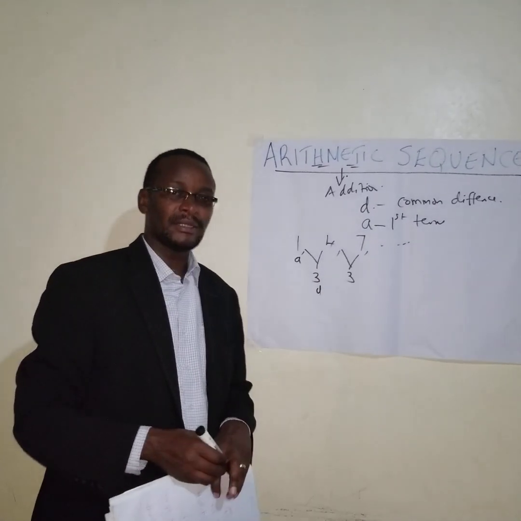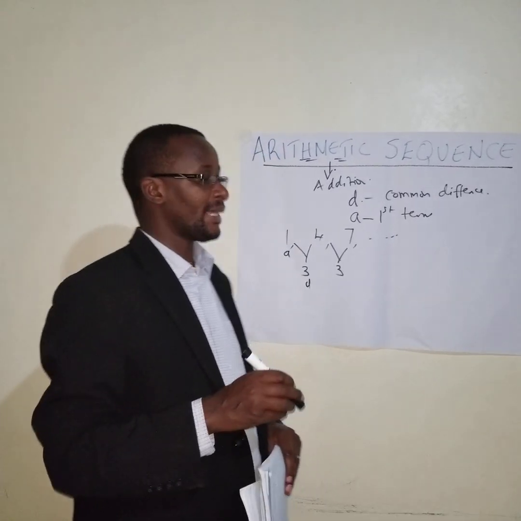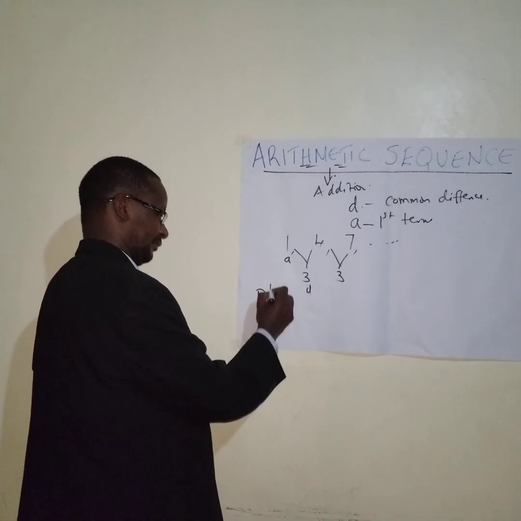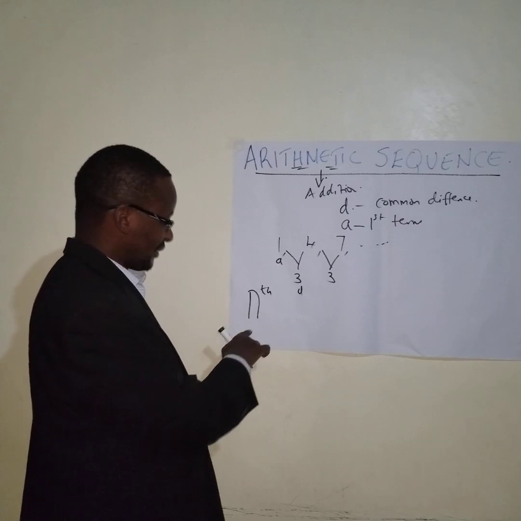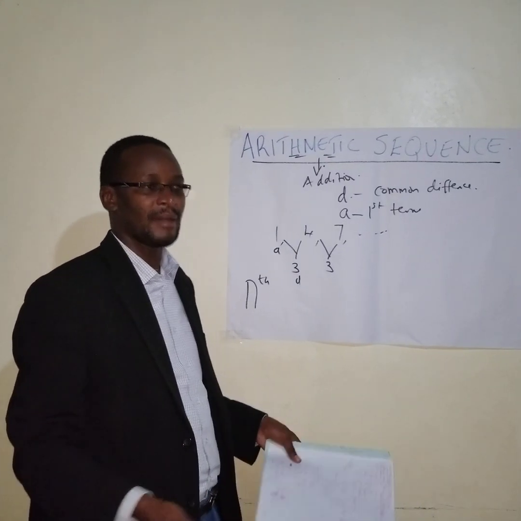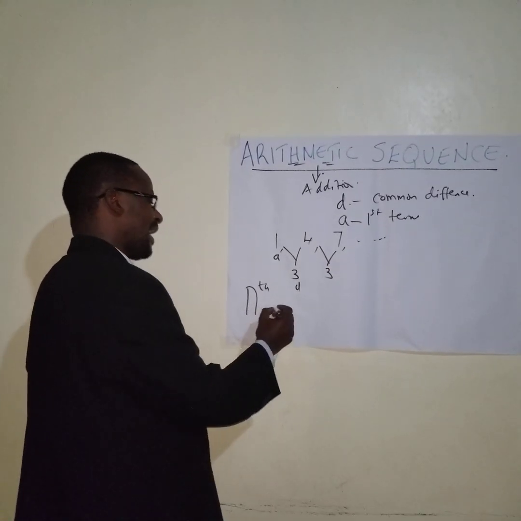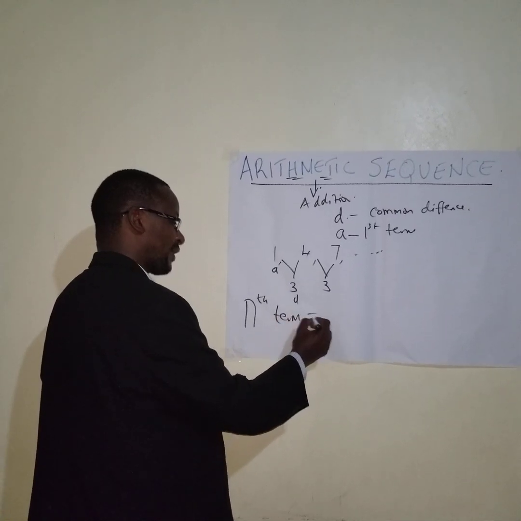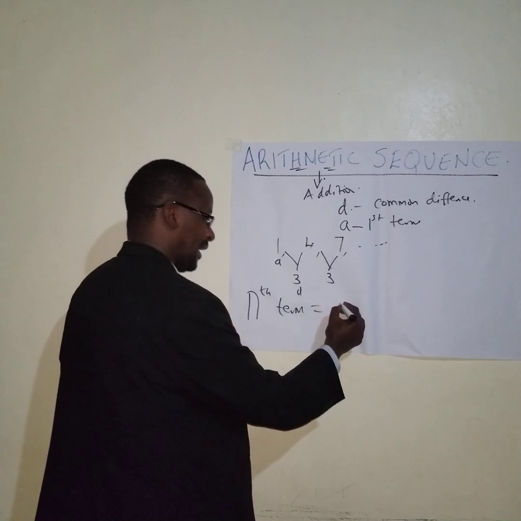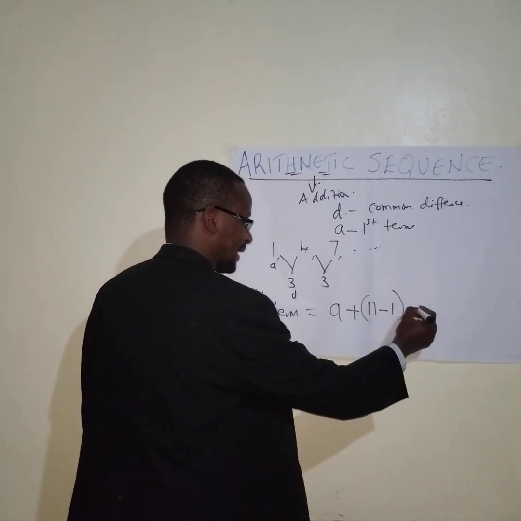Now, one thing that is very important in this topic is the formulas. And the formula for the general term, the nth term. I told you in the previous lesson that n represents a general term. It could be the 10th term, it could be the 20th. So n would represent any number. So the nth term for this type of sequence, arithmetic sequence, is given by the formula a plus n minus 1, in brackets, d.